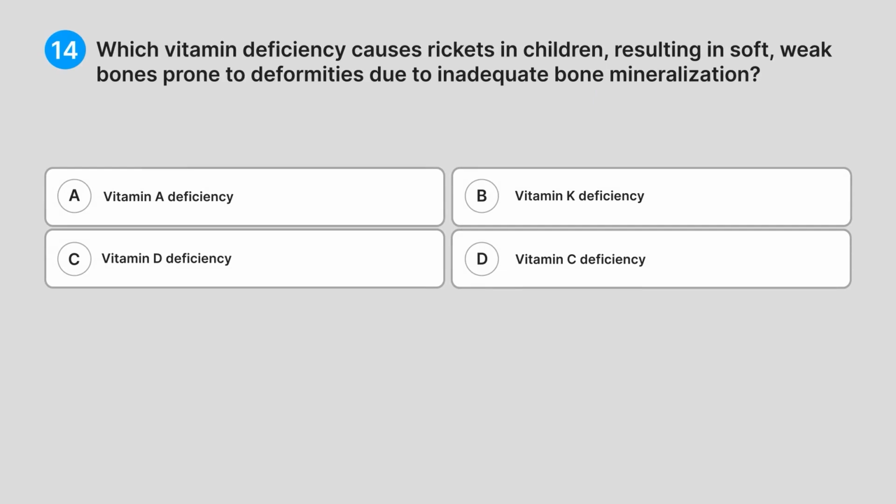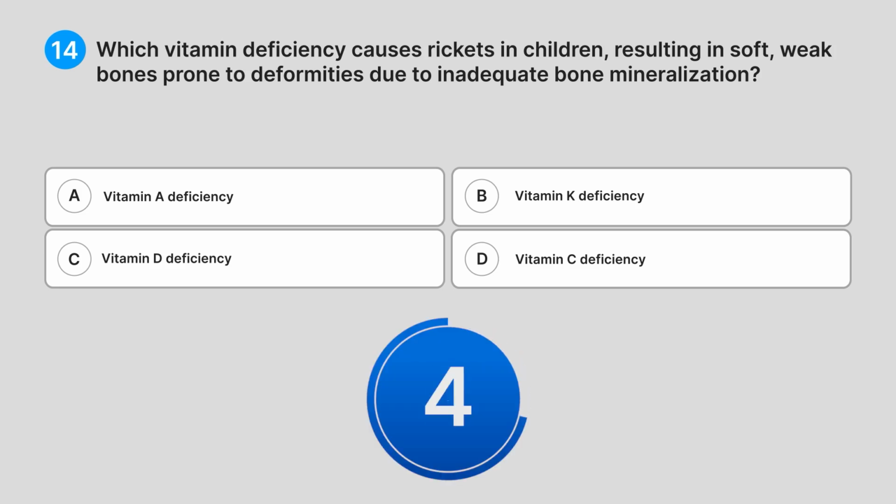14. Which vitamin deficiency causes rickets in children, resulting in soft, weak bones prone to deformities due to inadequate bone mineralization? A. Vitamin A deficiency. B. Vitamin K deficiency. C. Vitamin D deficiency. D. Vitamin C deficiency. Do you know the answer?